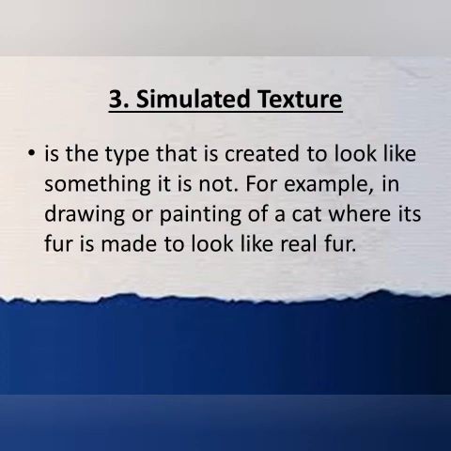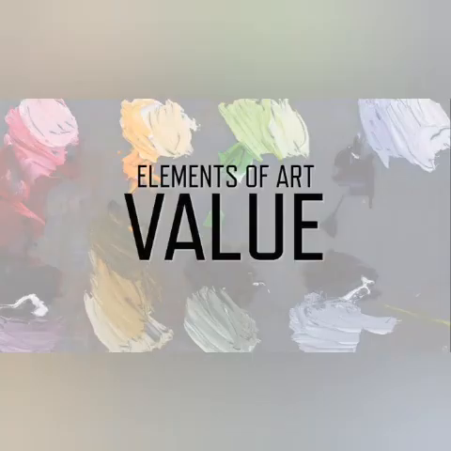Simulated texture is the type that is created to look like something it is not. It may look rough, smooth, or any other feel but is purely made up by the artist. For example, in a drawing or painting of a cat where its fur is made to look like real fur. And we're going to tackle one of the elements of art, value. So, what is value?